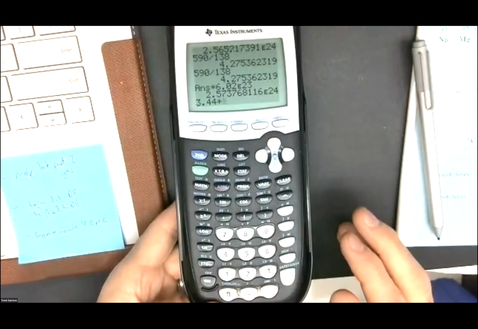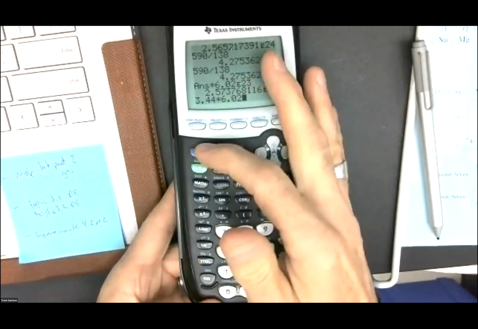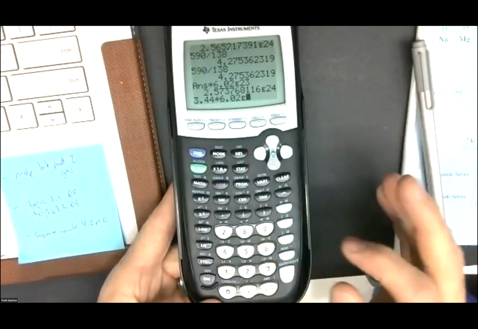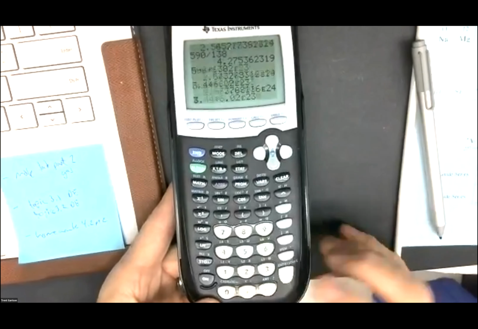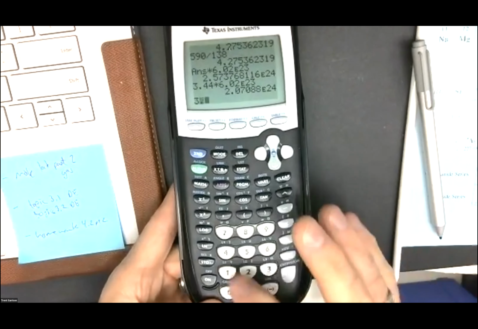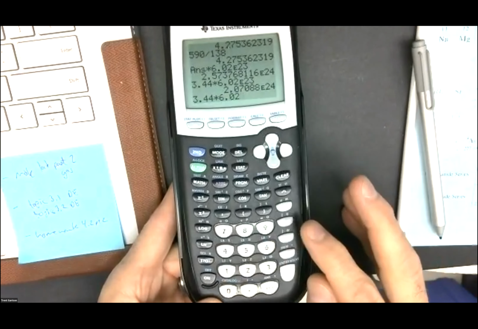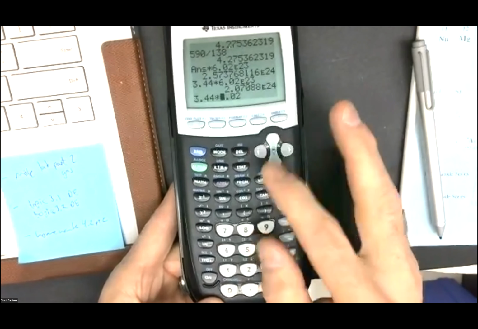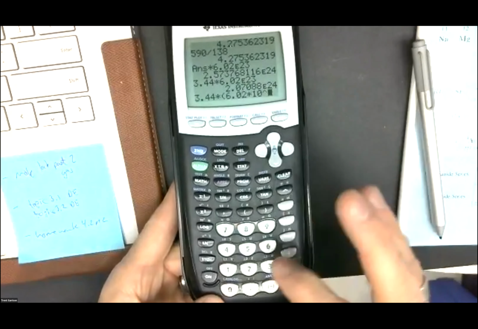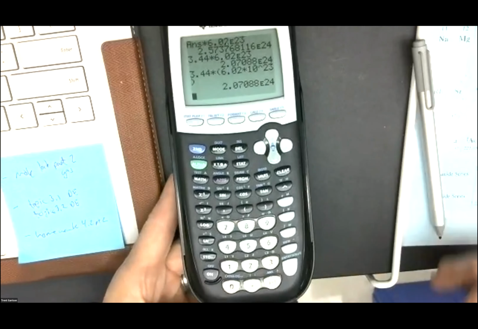3.44 times 6.02. I'm going to push the blue second button, then the comma right above the 7, and that's going to make it 23. And I get 2 times 10 to the 24th. Another way I could do this: 3.44 times, let me put parentheses around this, 6.02 times 10 caret 23, and that would get me the exact same answer.